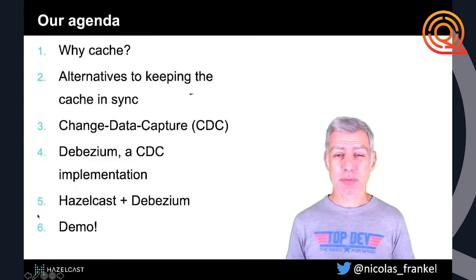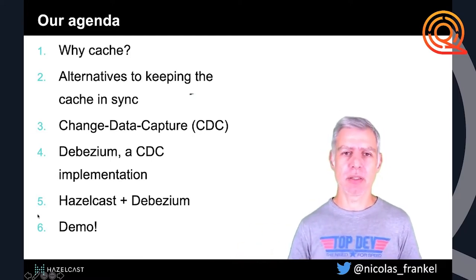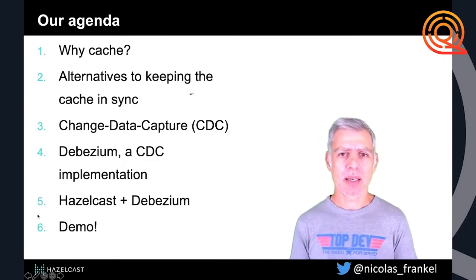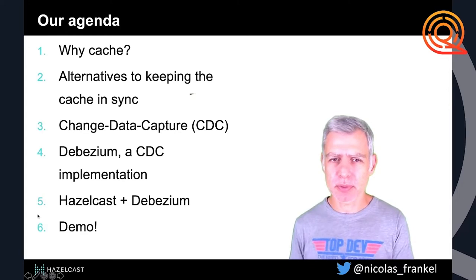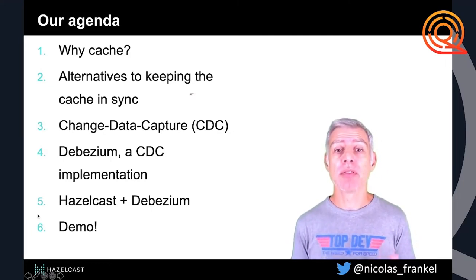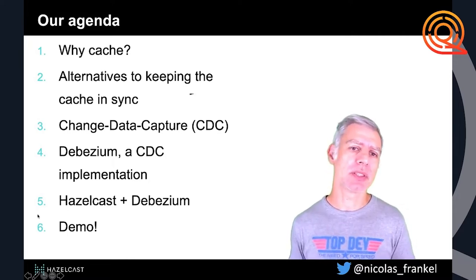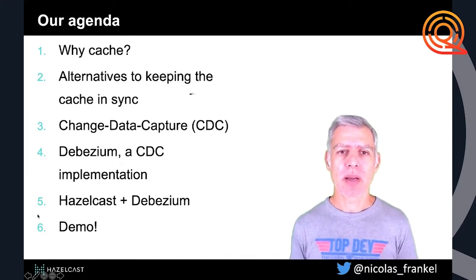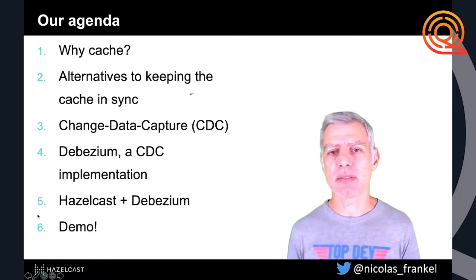This is our agenda for today. The first question I want to answer is, why do we cache? Because sometimes I hear that cache is bad, or you should never cache, or you cache because you design your system badly. This kind of question, I first want to answer. Then we will see some alternatives to keep the cache in sync with the source of truth. Then I will tell you about one way which seems right now to be the way, and it's called change data capture. And I will try to explain it a bit. Then we will see Debezium, which is an implementation of change data capture. And then we will see how Hazelcast and Debezium can work together, in places where Debezium alone is not such a good fit. And finally, I will do a demo.